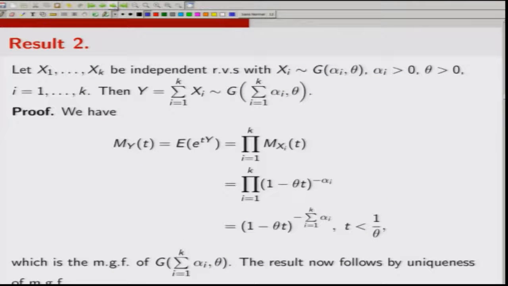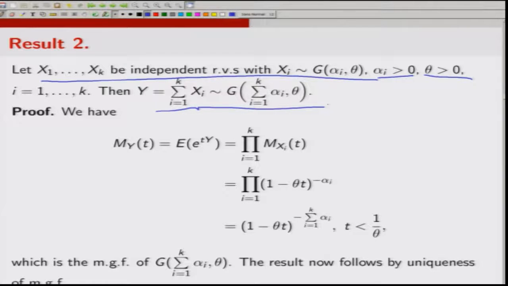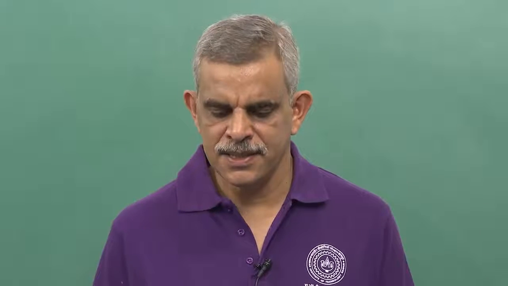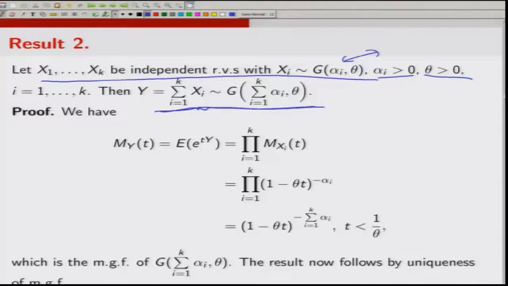Let us try to see the reproductive property of a gamma distribution. So, let X1, X2, ..., Xk be independent random variables with Xi having gamma alpha i, theta distribution, where the shape parameter alpha is positive, theta is positive. Then their sum again has gamma distribution with shape parameter getting added and scale parameter remaining the same, because I have assumed that all of them have the same scale parameter theta. So, if your gamma distributions have different shape parameters, but the same scale parameter, and they are independent, then their sum is again gamma with shape parameter getting added and scale parameter remaining as it is.